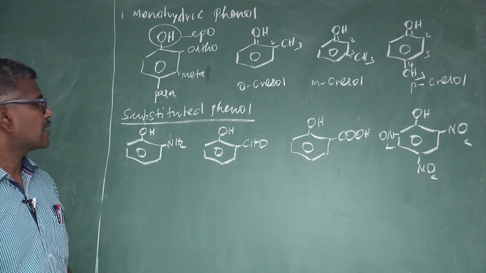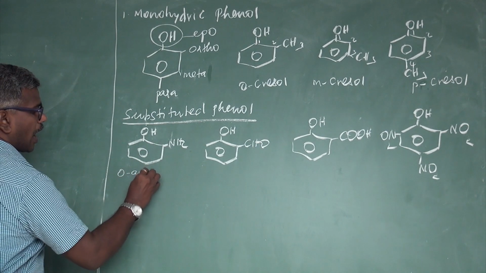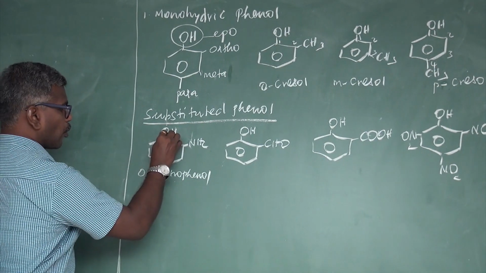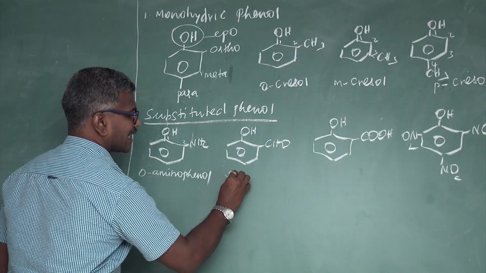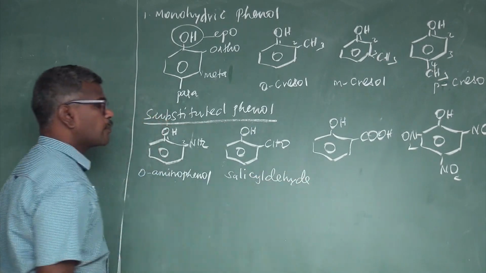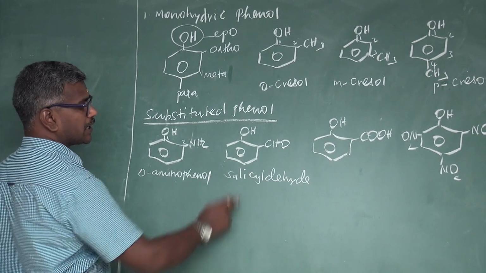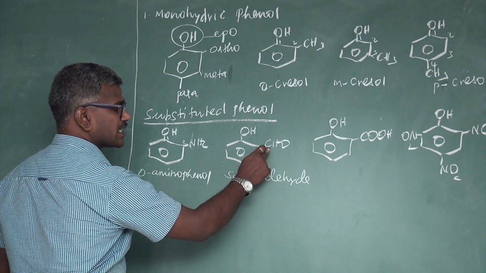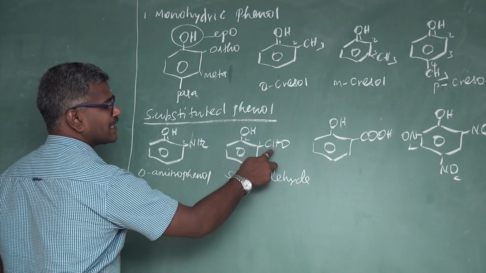These are examples of substituted phenol. This one, ortho aminophenol, is a common name. IUPAC name: 2-aminophenol. This is a common name, salicylaldehyde. One more common name, orthohydroxybenzaldehyde. Comparing the priority of OH group and aldehyde group, the aldehyde group is first priority, so this is parent group 1, 2. IUPAC name: 2-hydroxybenzene carbaldehyde.